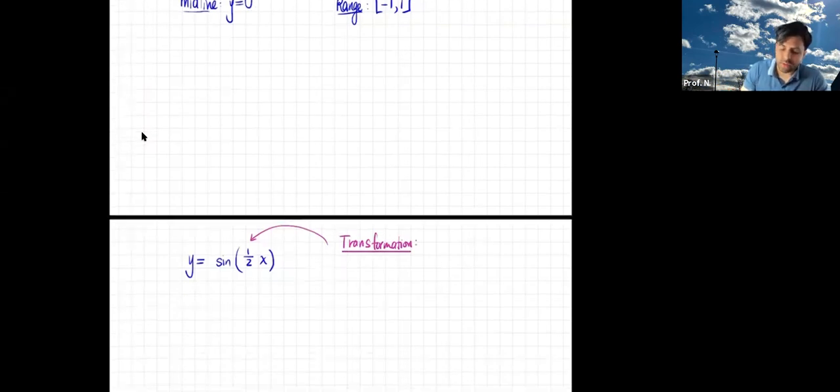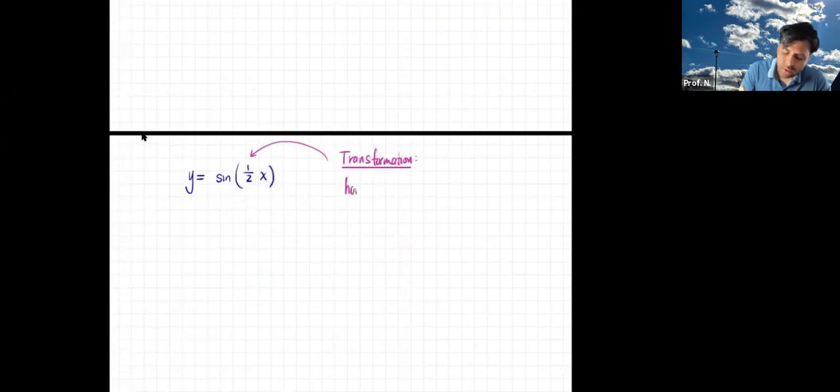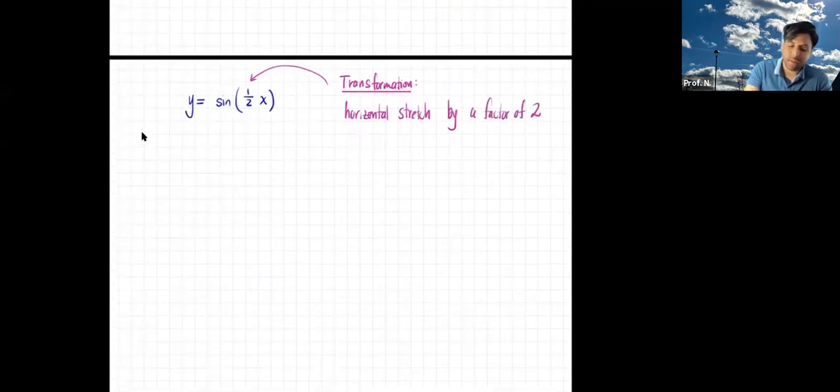It's a stretch. And what kind of stretch? It's a horizontal stretch by what? By a factor of 2. So let's look at that.